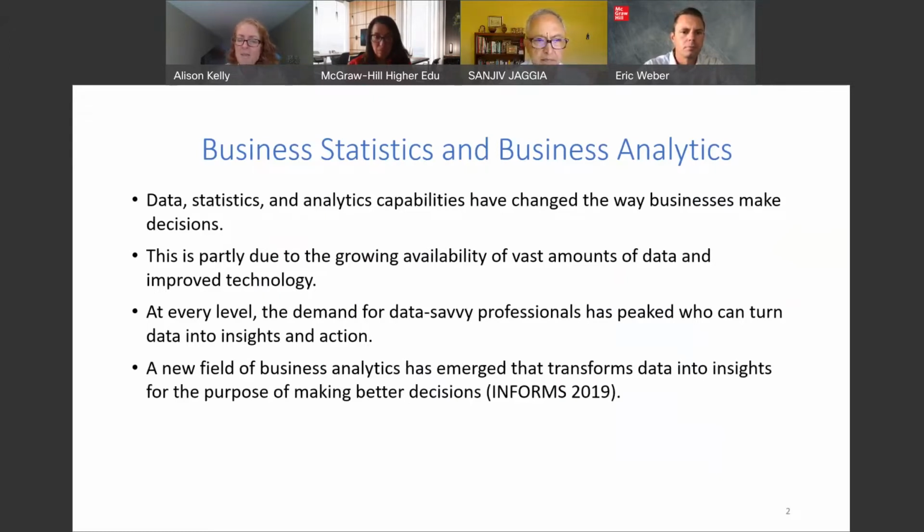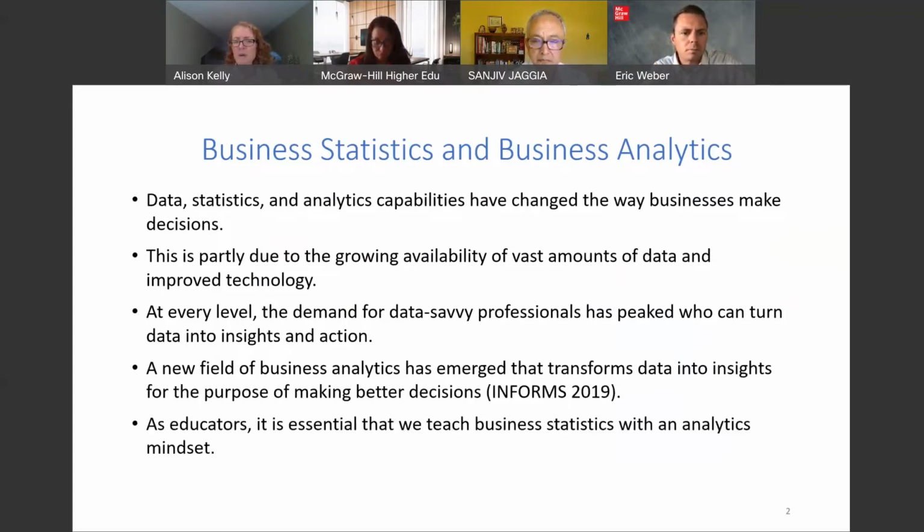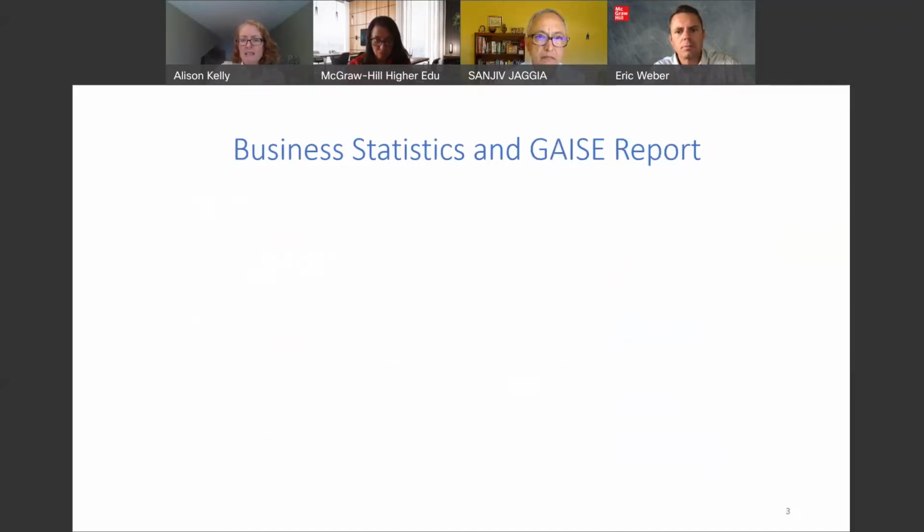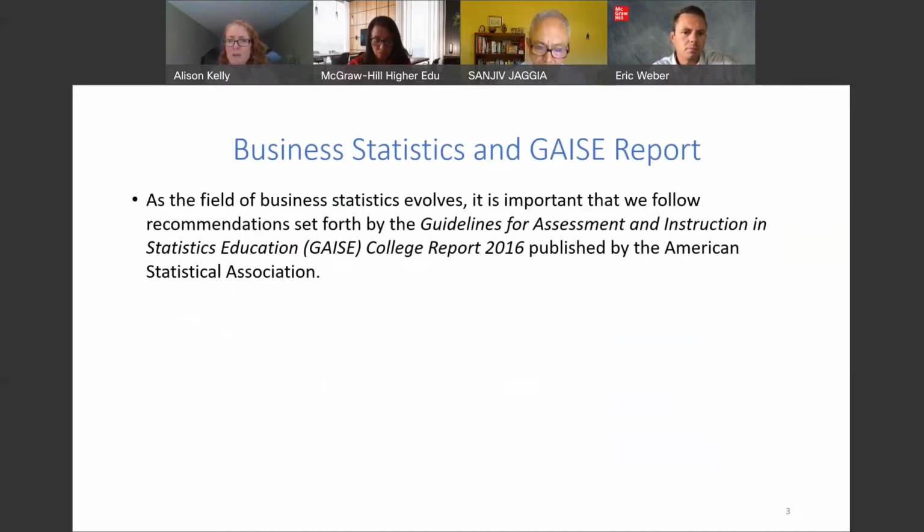There's no universal definition for business analytics, but we've adopted the one from INFORMS, and that is to transform data into insights for the purpose of making better decisions. So with all this growth in business analytics, we feel as educators, we need to teach business statistics now with this analytics mindset.